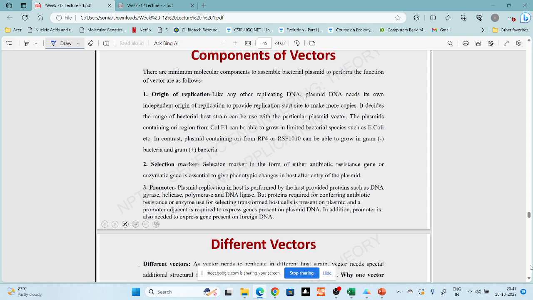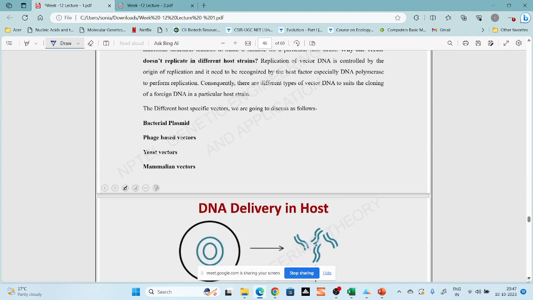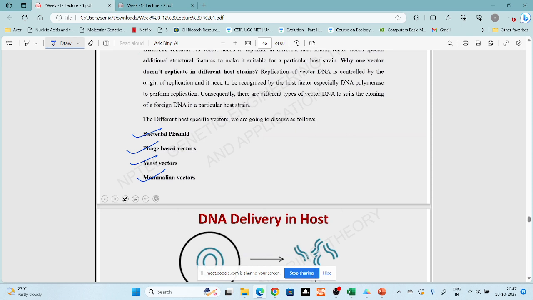Then, what are the components of a vector? A vector should have an origin of replication. It should have marker genes. It should have a promoter. If you want an expression vector, you should have promoters. Then what are the different kinds of vectors which are available? Vectors can be bacteria based vectors, phage based vectors, yeast based vectors, and mammalian system based vectors. So these are the different kinds of vectors which are available.